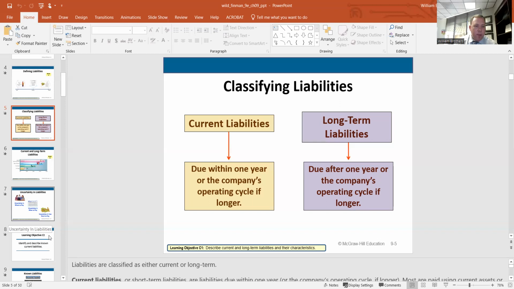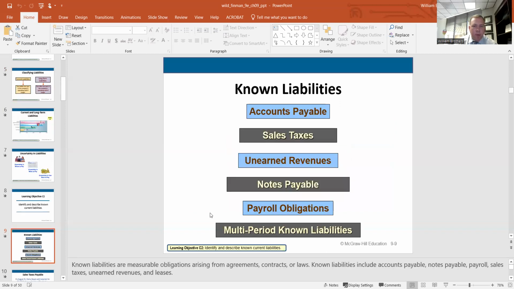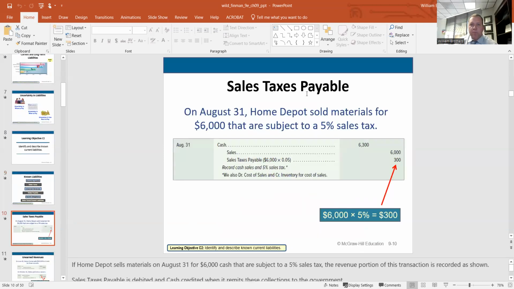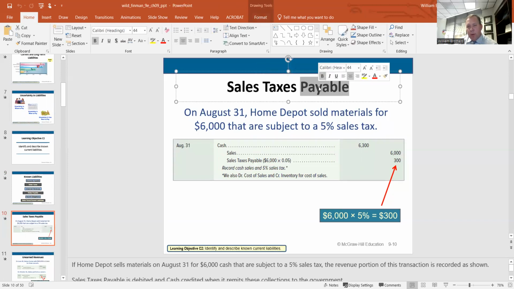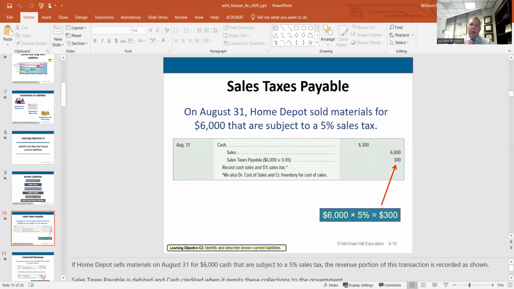So we've got a couple of things to look at here. I want to give you some known liabilities: accounts payable, sales taxes, unearned revenues, notes payable, and that sort of thing, just to name a few. Again, from our earlier lessons, anytime you see the word payable, you know that that's going to be a liability. So on August 31st, Home Depot sells materials for $6,000 that are subject to a 5% sales tax.